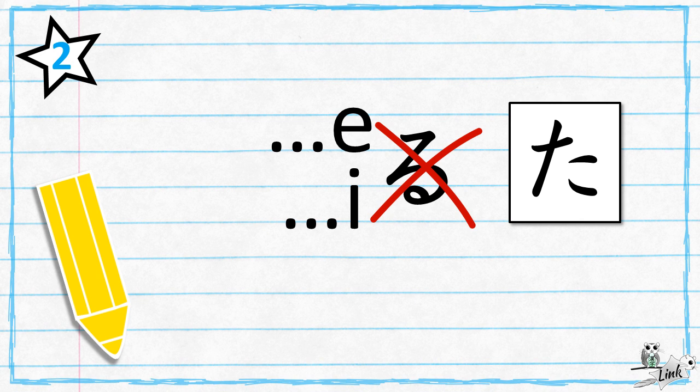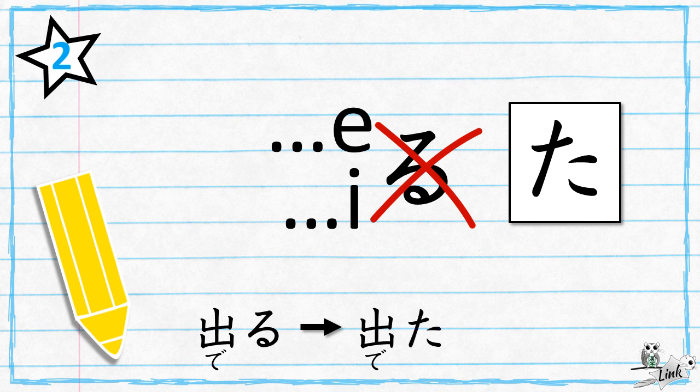So how would you say I went out? The verb to go out is deru. Take out the ru and put ta instead. Exactly. Deru becomes deta. We finished group 2.